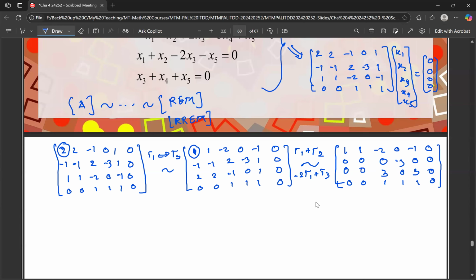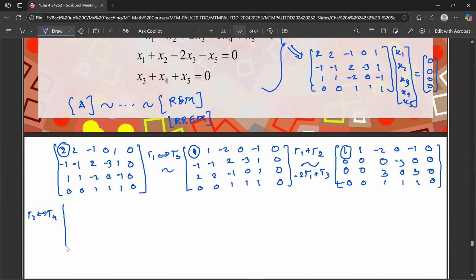Now we have this already a leading one. Furthermore, we must have a leading one, so we can swap again row 2 with row 4 to make this one become the leading one. Okay, we swap 2 and 4.